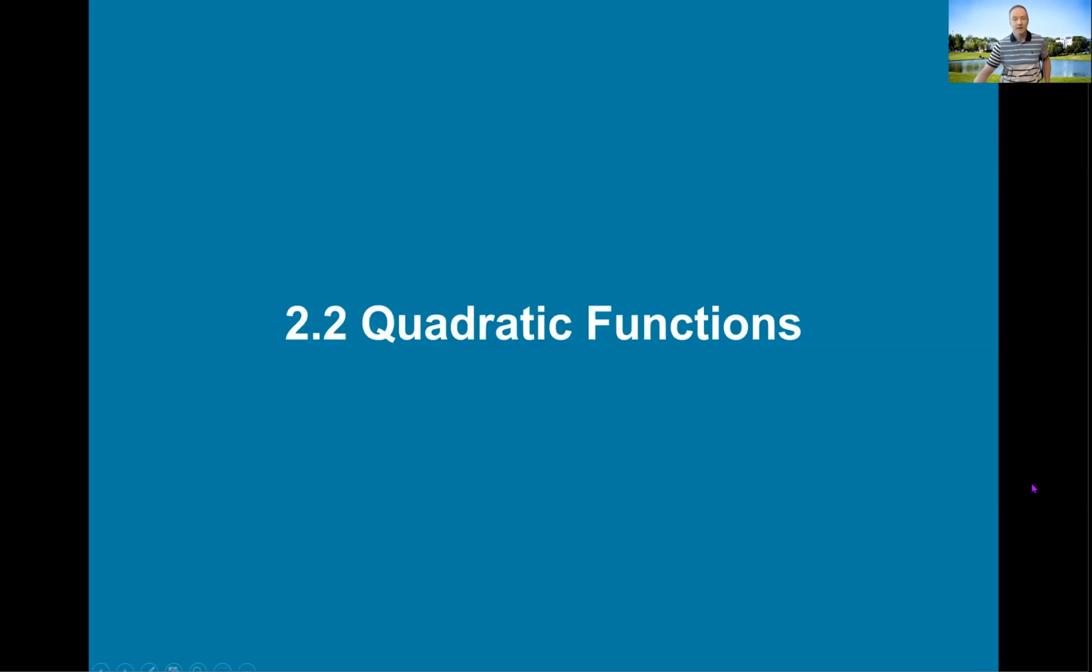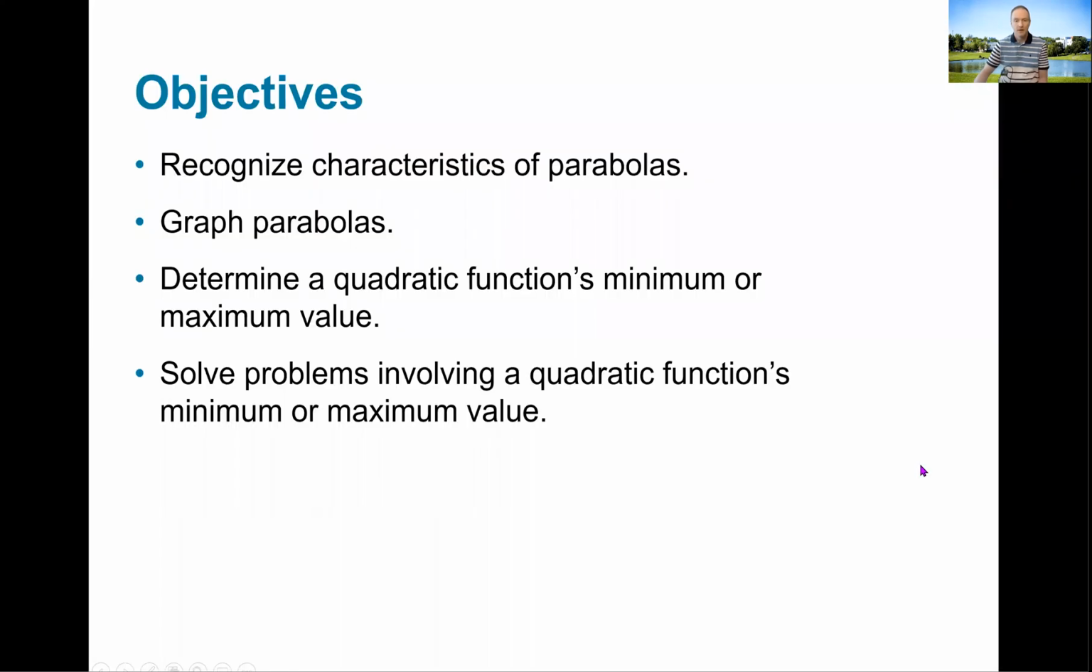Well, let's take a look at section 2.2 that's talking about quadratic functions. So first up here, let's talk about what we need to be able to do by the end of this section. We'll be able to recognize characteristics of parabolas, be able to graph the parabolas, and determine the quadratic function's minimum or maximum value depending upon whether the parabola is pointing up or down. And then we'll be able to solve problems involving quadratic functions' maximum or minimum values. So, application problems that are based on quadratic functions.